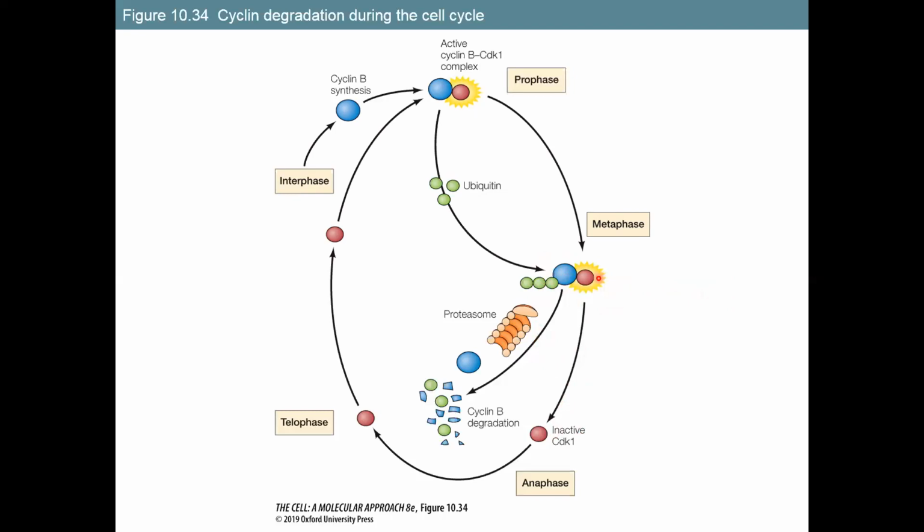Once we move past there, then we can go into anaphase, telophase, go through another round of interphase where we then start producing cyclin B again. We'll make it, ubiquitinate it, then destroy it. You can see that this is kind of acting as a timed fuse, so to speak. We put the fuse on, and then we light the fuse.